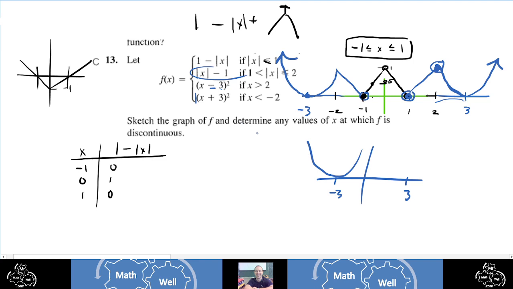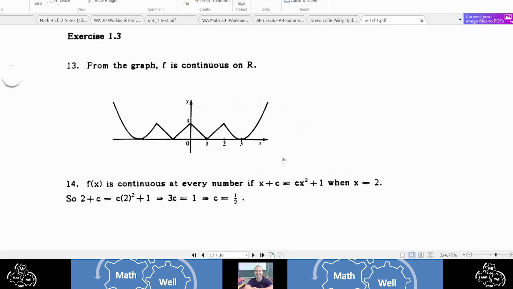Determine if it's discontinuous anywhere. Well, according to my sketch, it doesn't look like anywhere. It looks like they touch there, touch there, touch there, touch there. So we're looking at 1, -1, and 2, and -2. Yeah, look at that. There's the answer key, and it looks just like what we drew. Pretty cool. So it is continuous everywhere, on all values of x.